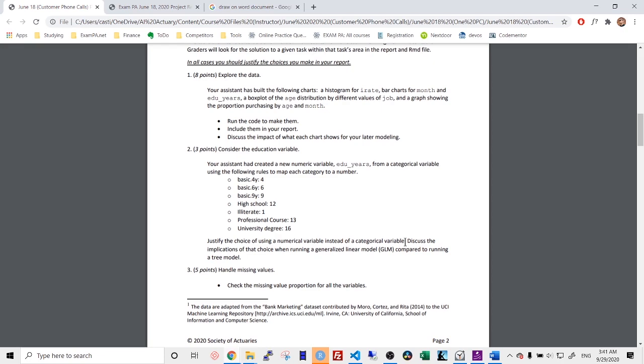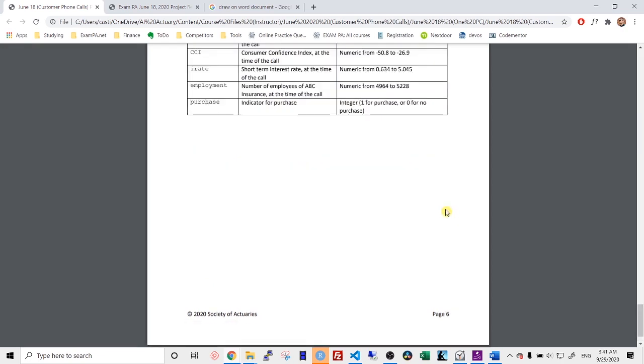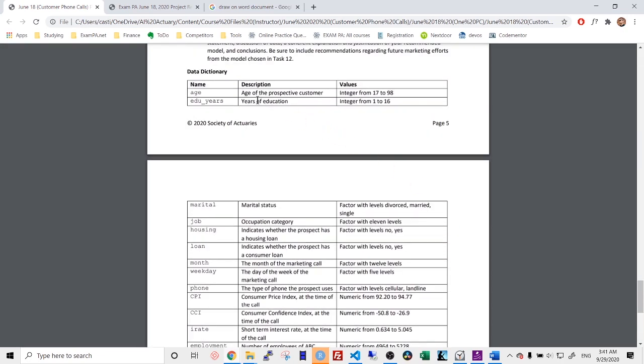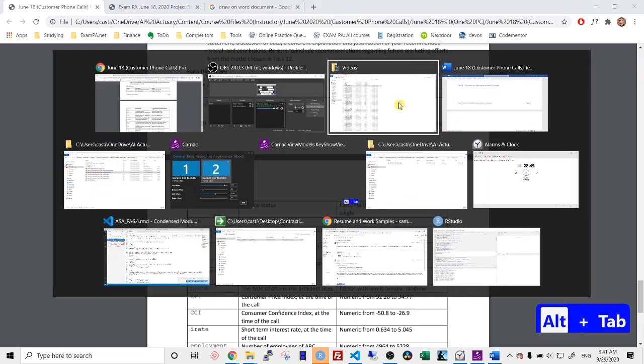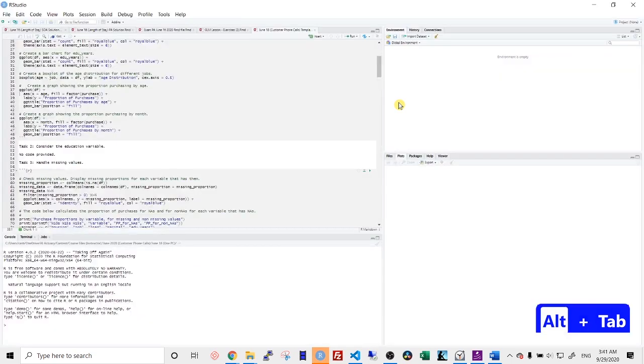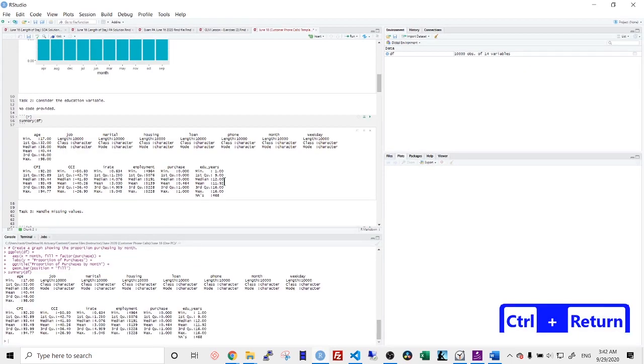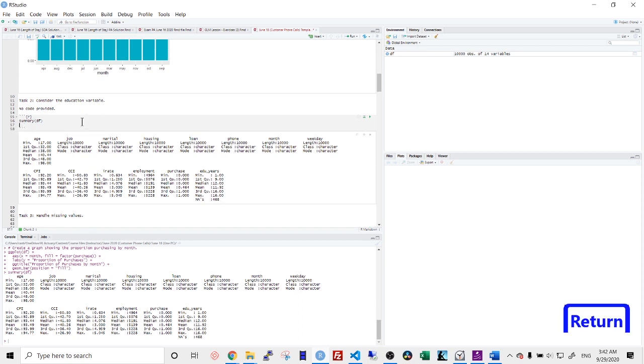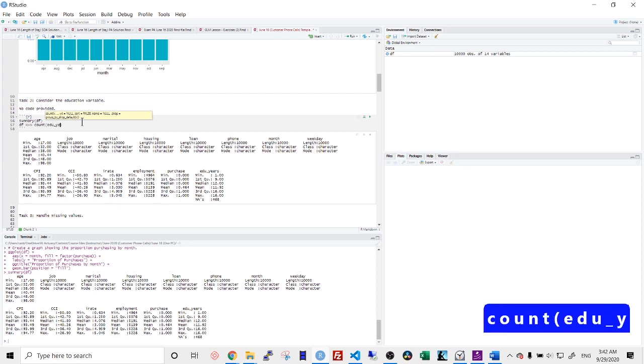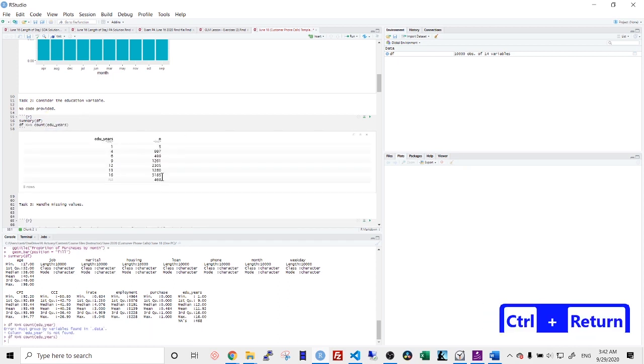So first of all, let's look at the data dictionary. In the data dictionary, we see EDU years. This is just the years of education, an integer from 1 to 16. Let's quickly look at the summary of the data. Here you can see that EDU years goes from 1 to 16, and there are some NA values. You can also look at the counts. You go to DF count EDU years, and it shows you that most people have 16 years, which is a college education. Only a few people have 1 year.